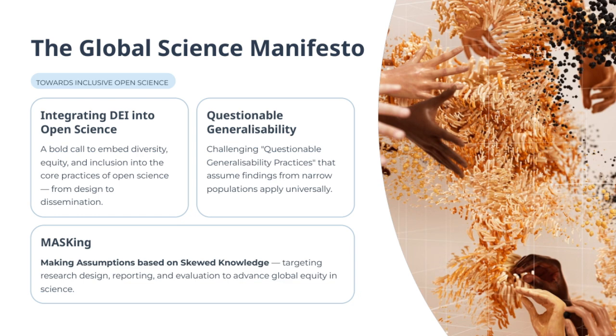This is a bold call to action. We need to embed diversity, equity, and inclusion, DEI, right into the core practices of open science. That means from the initial design of studies all the way through to how results are disseminated. The overarching message here is that we are moving towards inclusive open science, guided by what we call the Global Science Manifesto. It's about redefining how we approach research so that it truly reflects and serves the diversity of the global community. This is essential if we want to make science more equitable and impactful for everyone.